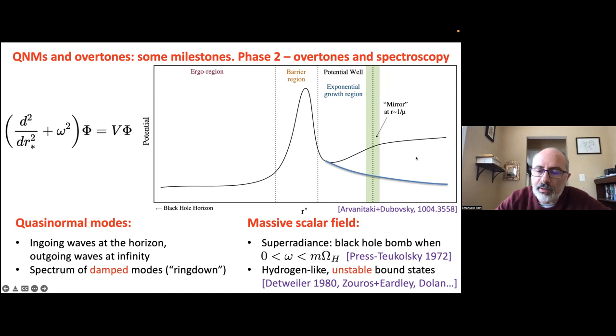And when you impose that you have ingoing waves at the horizon and outgoing waves at infinity, you end up with a discrete spectrum of damped modes. They are damped because the system is dissipative, and so it's not Hermitian, and this spectrum is called the ringdown.